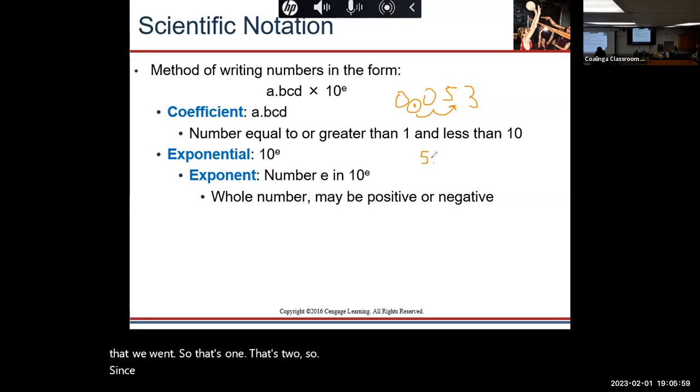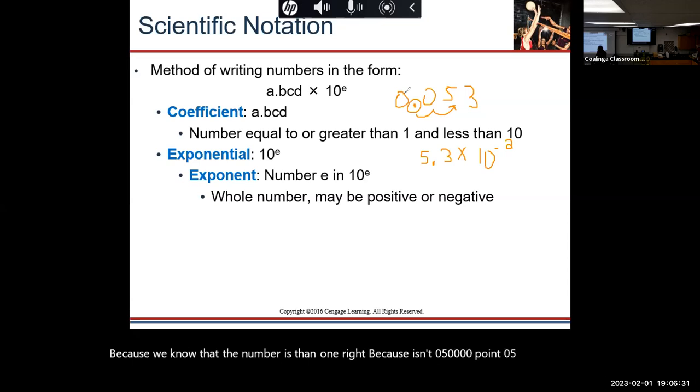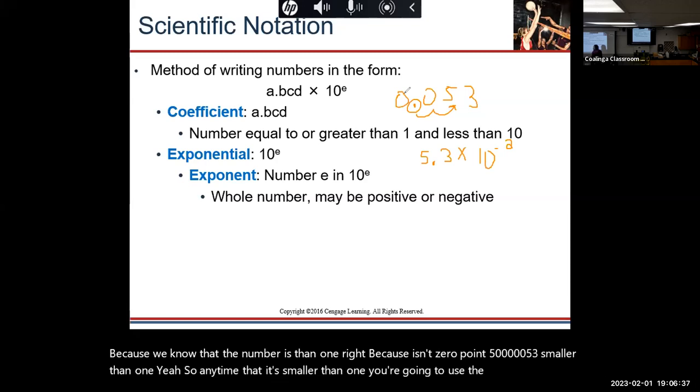If we're moving it to the right, that's going to be 10 to the negative, because we know that the number is smaller than 1. Is 0.053 smaller than 1? Yeah. So anytime that it's smaller than 1, you're going to use the negative for the exponent. Okay.